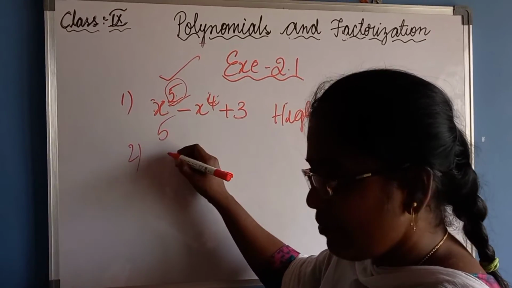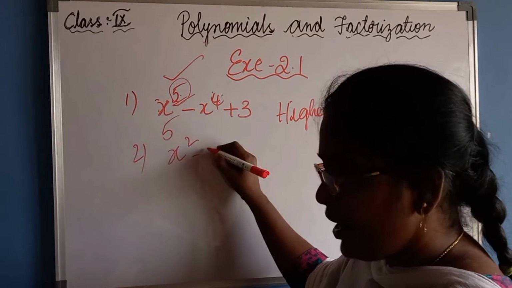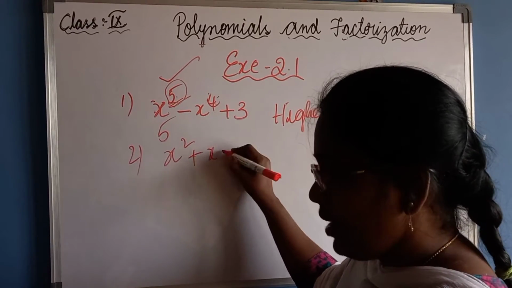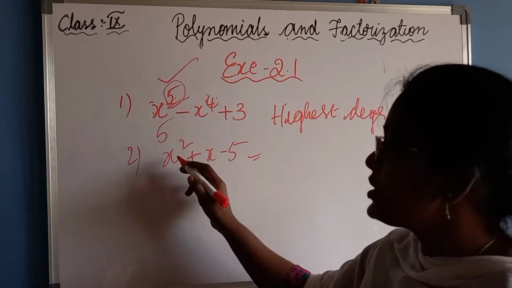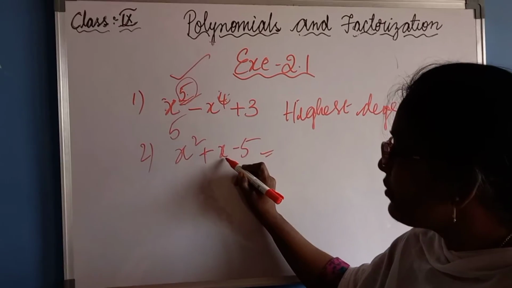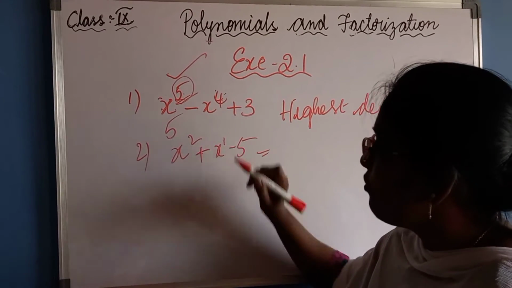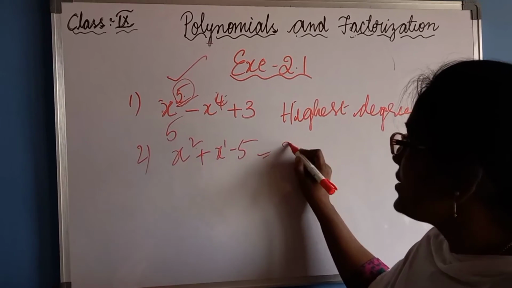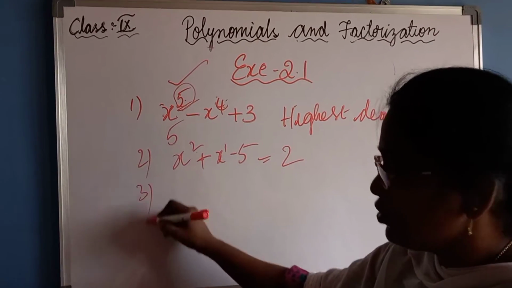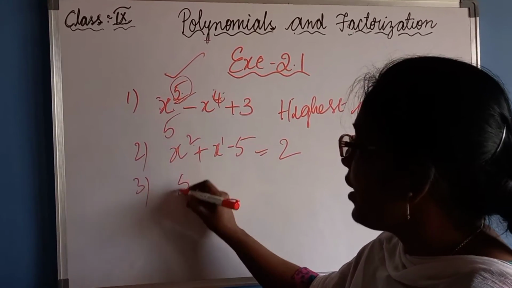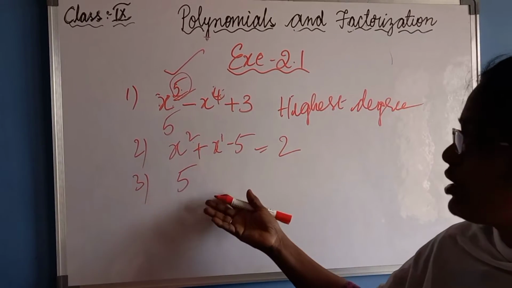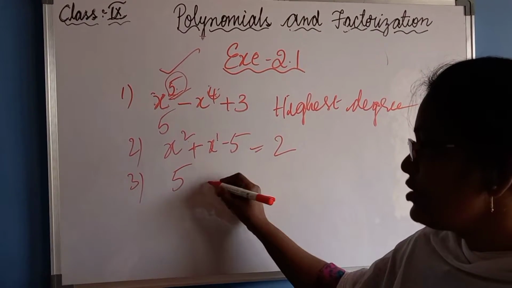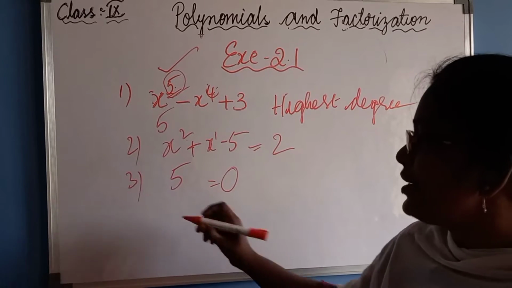Now coming to the second problem, x squared plus x minus 5. Which is the highest degree here? If nothing is written, then it is to the power of 1. So 2 is the highest degree, and the answer is 2. Now the third one, 5. Here there is no variable, nothing, so the answer is 0.